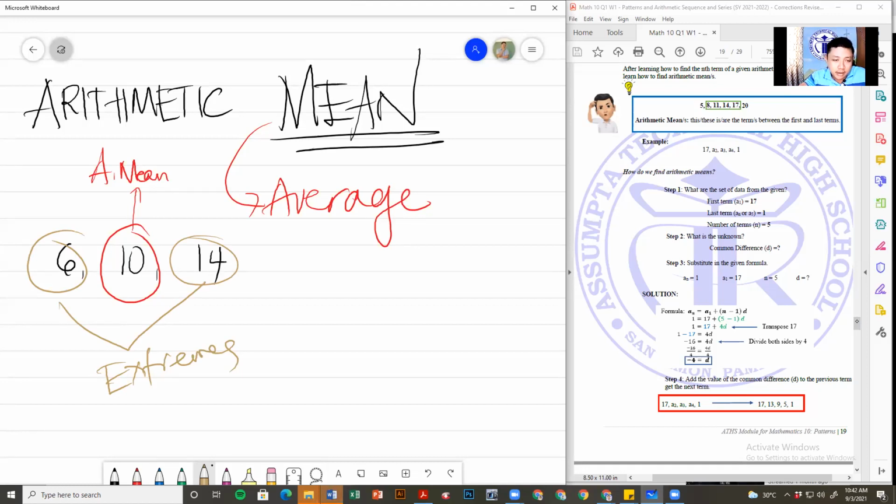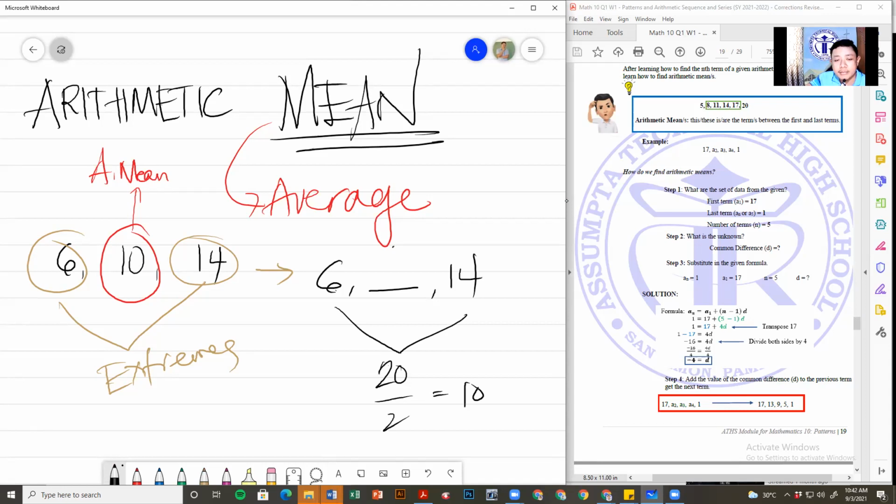So what do we do for us to get the arithmetic mean? The given here will usually be like this. We have 6, blank, 14. Though you know that it's already 10, the fastest way to do this is, of course, since it's an average, we have to add and divide by 2. So 6 plus 14 is 20. Since there are two terms that are added, we divide by 2. 20 divided by 2 becomes 10. So 10 becomes your arithmetic mean. As simple as that.